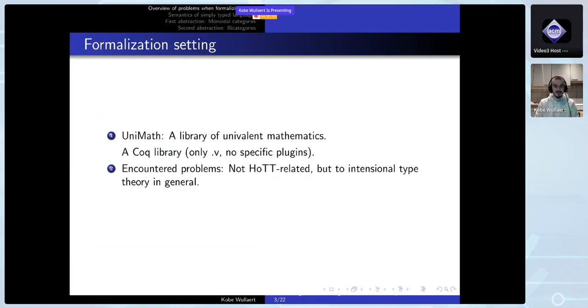So yeah, just about our setting. We worked in a specific Coq library called UniMath, a library of univalent mathematics, which just uses Coq files, but no specific plugins. However, the problems that we have encountered are not HoTT related, but more generally related to any intensional type theory.